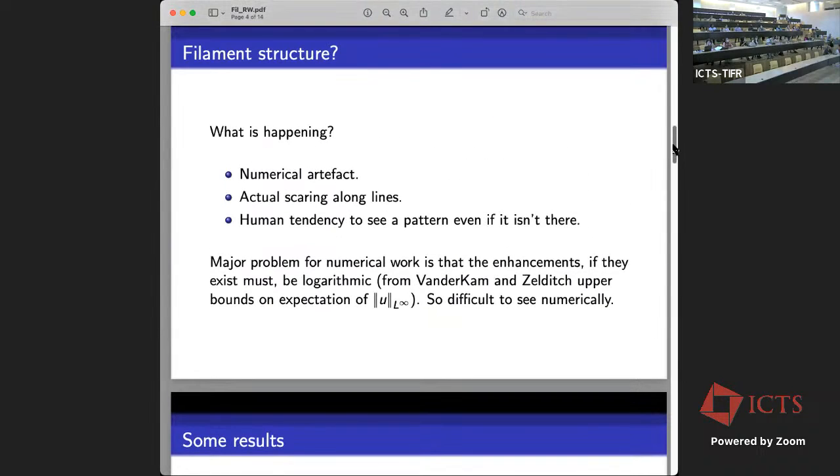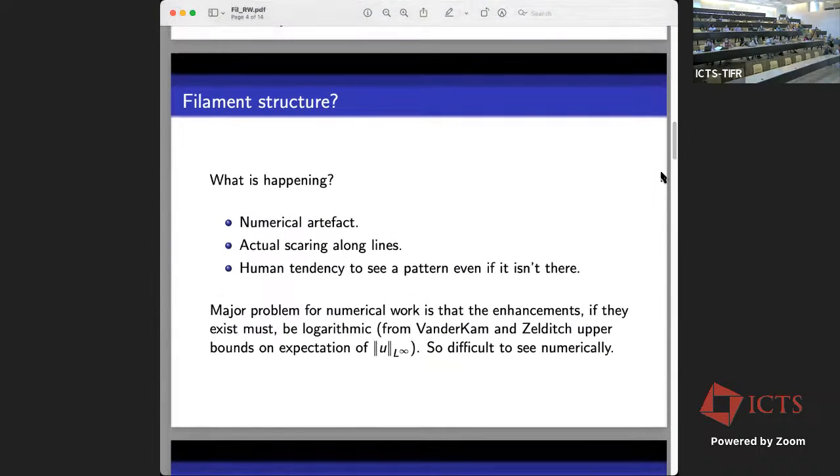So the question then is, what is actually happening? There are a number of different opinions on this. Some people thought that this was just a numerical artifact, so it should actually all just be a sea of green, but we're accidentally seeing some numerical artifact when we do our numerical simulations.